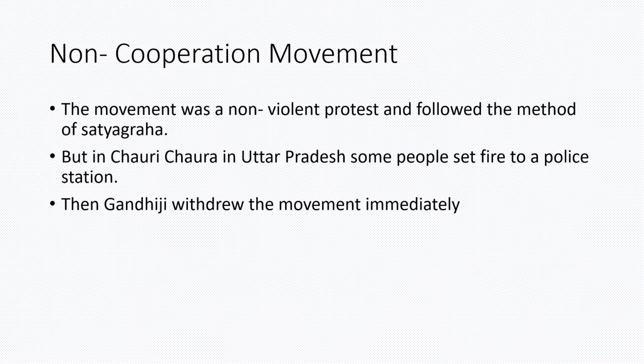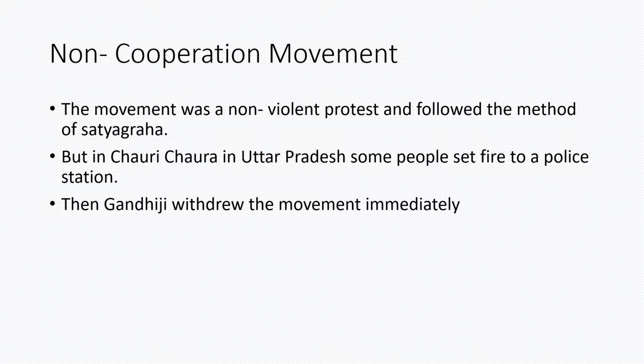Non-Cooperation Movement. In 1920, Gandhiji launched the Non-Cooperation Movement. What did he ask? He asked people to disobey the laws peacefully, as his method of fighting was satyagraha, which was based on truth and non-violence. So here he said to disobey the laws peacefully because he was against violence.